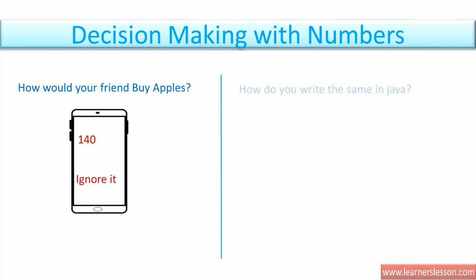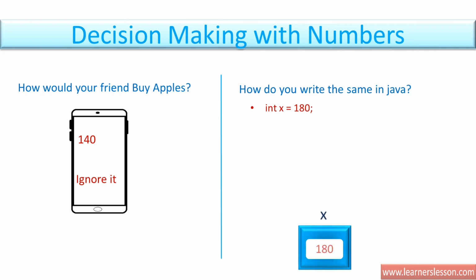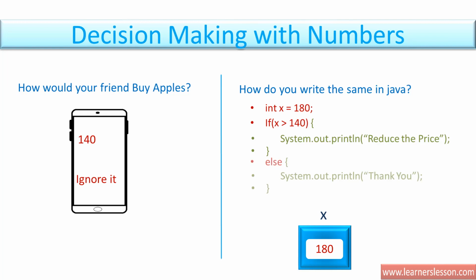Now your friend goes to the market again, and he finds that the price of apple is 180 rupees. Then he creates a variable called x and immediately assigns 180 to it. Then he writes the if statement that if x is greater than 140, he will ask the shopkeeper to reduce the price, else he can simply say thank you and buy the apples. So let us see this using a Java example.